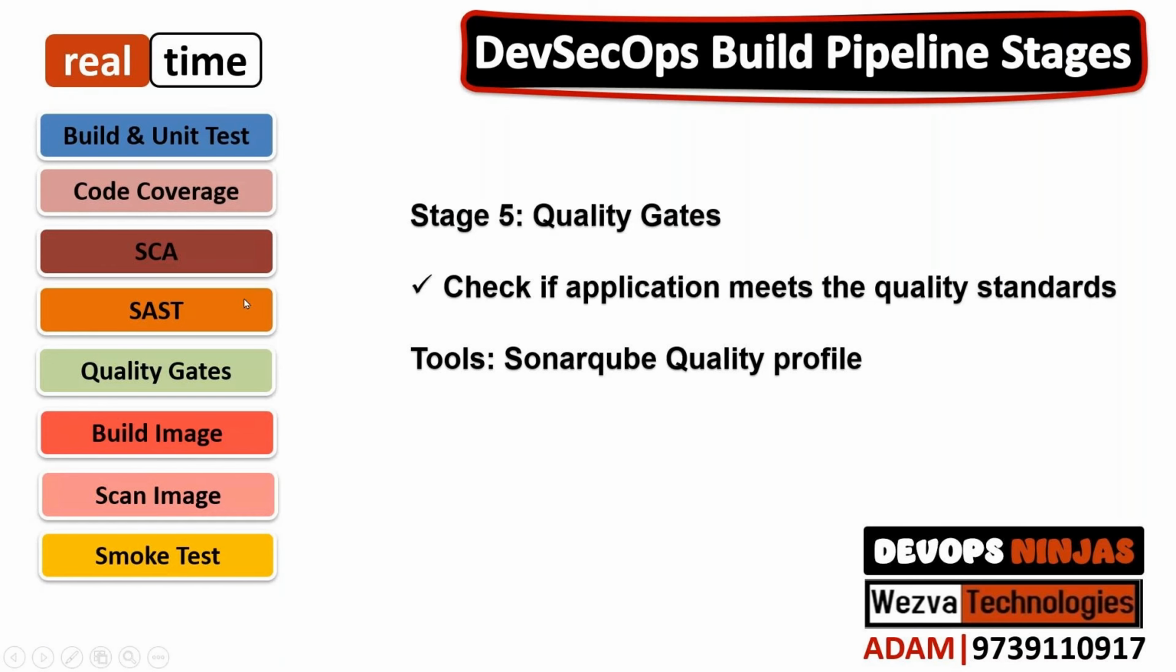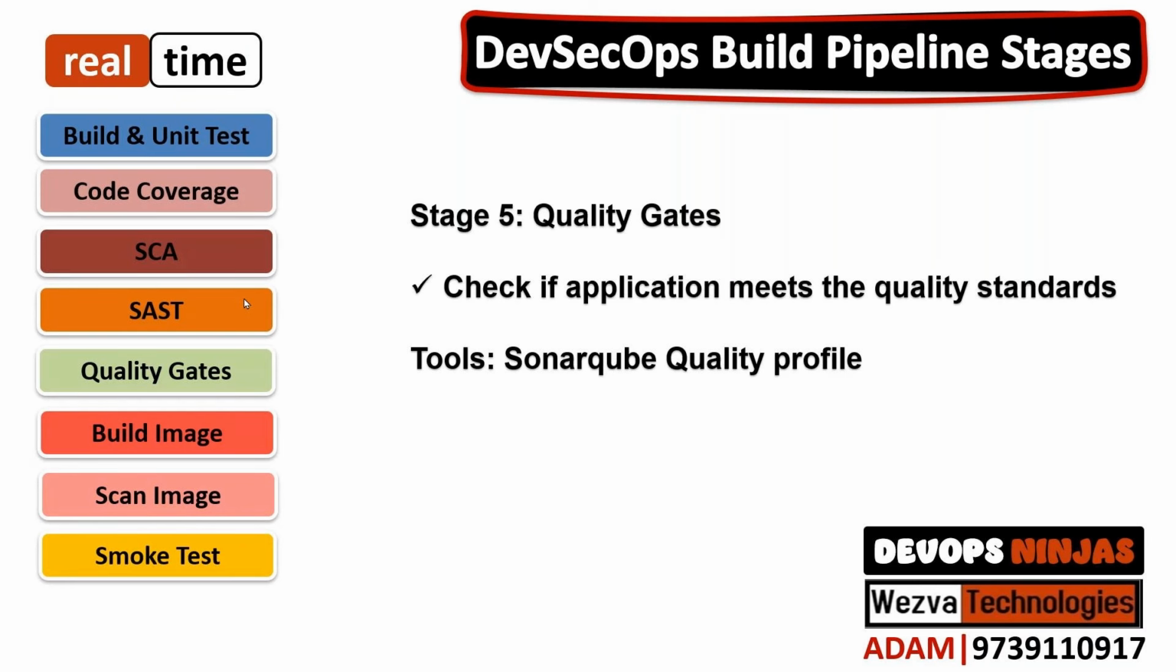Now combining all the three, we need to put some kind of rules. For example, if my code coverage is above 80%, then only I will say your code is good. If I get a vulnerability list, if the vulnerability is not above medium or high, only then I will say your code is good. Or if the number of lines with coding issues is less than, let's say, 100 lines, then I will say your code is good. So this way we need to set up what we call a standard.